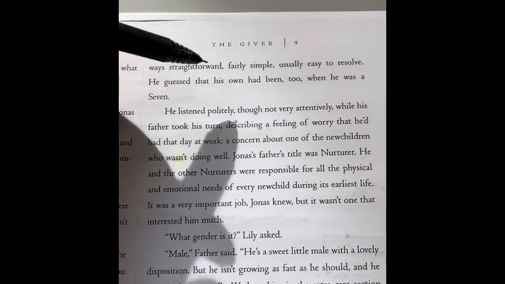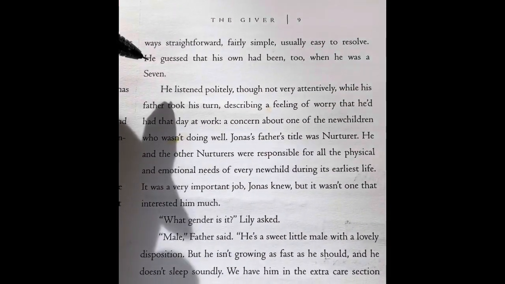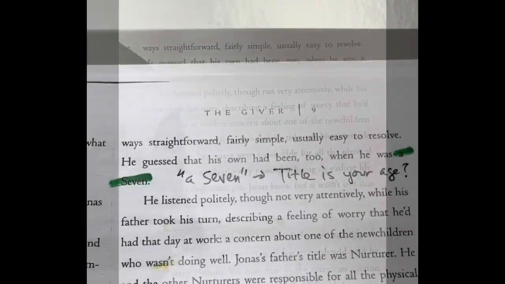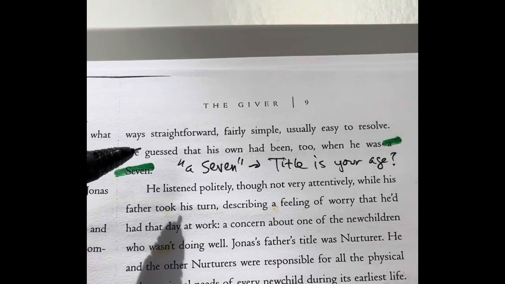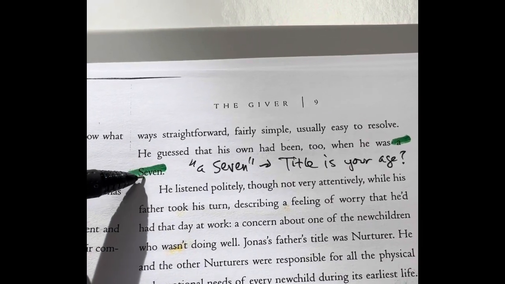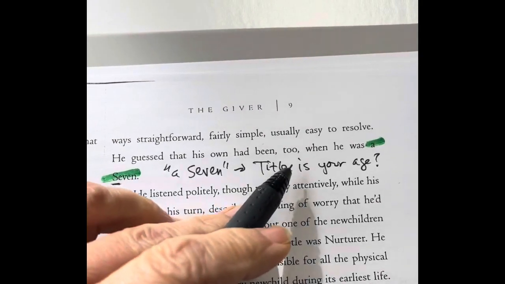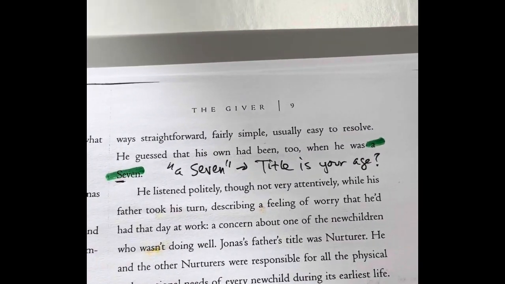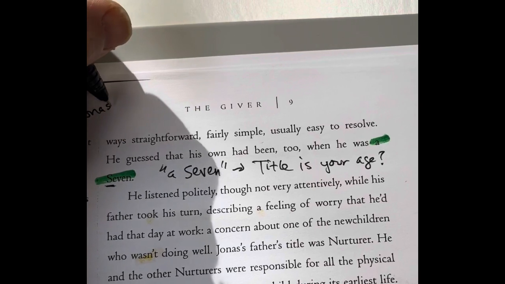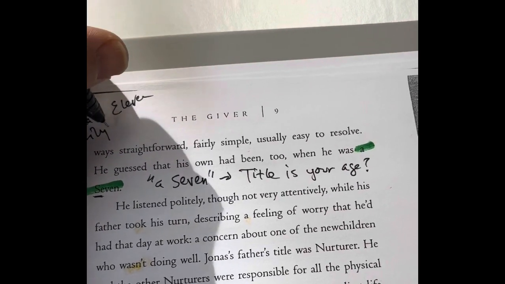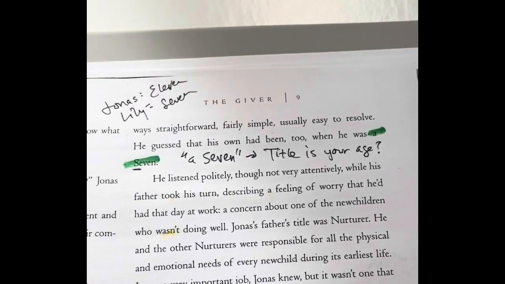Lily's feelings were always straightforward, fairly simple, and usually easy to resolve. He guessed that his own had been too when he was a 7. And I was just making a note here about that strange language, using a capital S for 7, that it seems like the title is your age, right? And we know that Jonas is an 11, so he's 11 years old, and Lily is a 7.